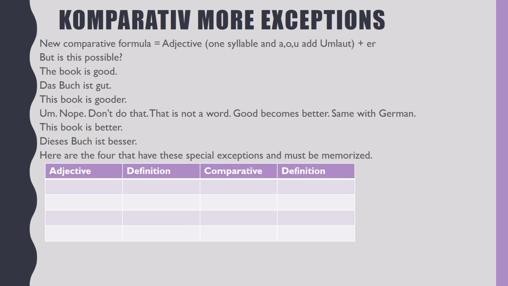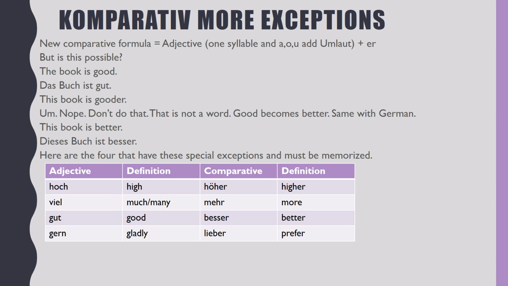Here are the 4 adjectives below that have special exceptions and must be memorized. Hoch, viel, gut, and gern. These become höher, mehr, besser, and lieber.